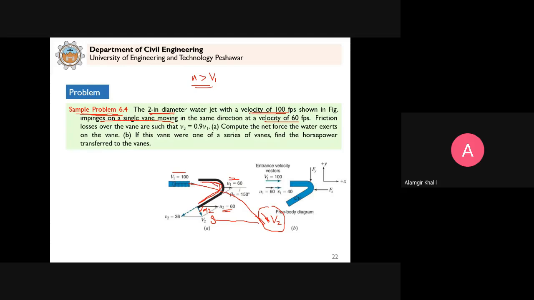And because this is the relative path, this is how it will appear to the observer. This is the relative path. That's why we have this relative velocity, and it makes this angle beta 2 with the u. So because here it enters tangentially in a horizontal direction, that's why the inlet velocity diagram is this. This is the inlet velocity diagram, and this is the exit velocity diagram. You have to make these inlet and exit velocity diagrams in order to calculate the forces. This is important.